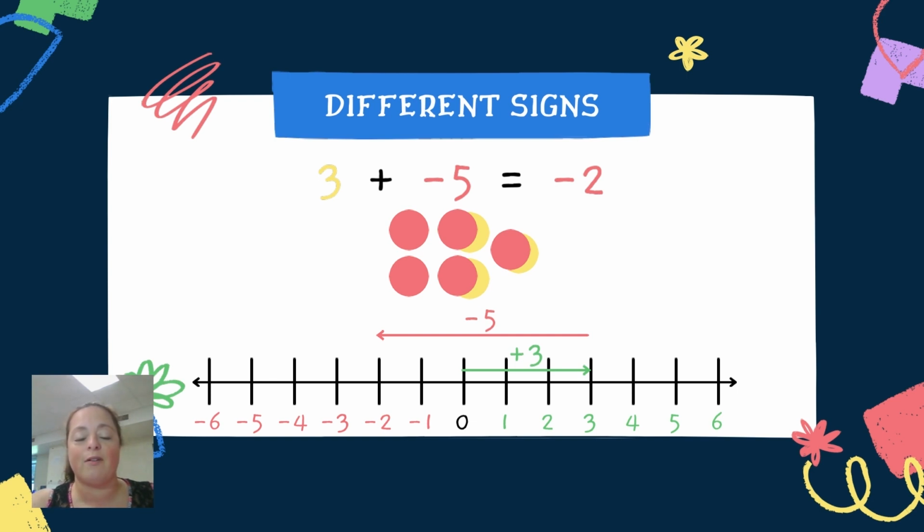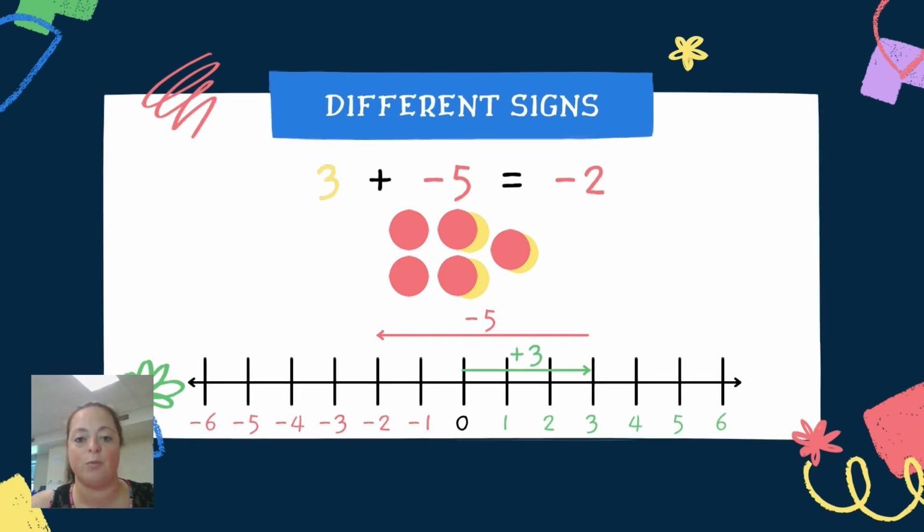So when we have two numbers that have different signs, we end up subtracting the absolute values. So we could take 5 minus 3, which is 2. Then we just need to figure out if our answer is positive or negative. Well, which one is there more of? Is there more negative or is there more positive? In this case, there's more negative. So it ends up being -2.